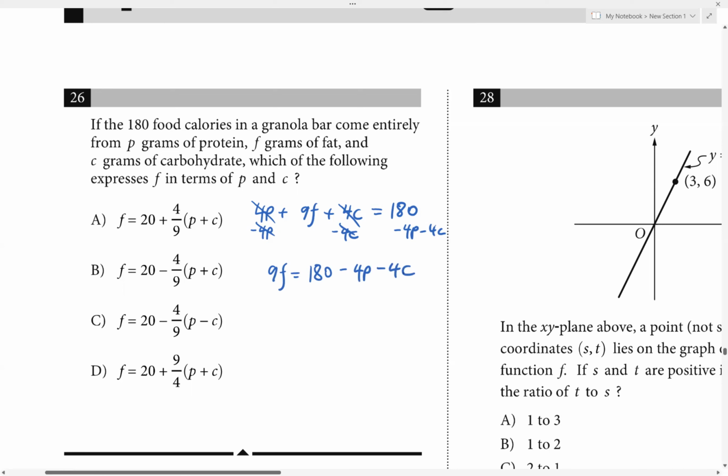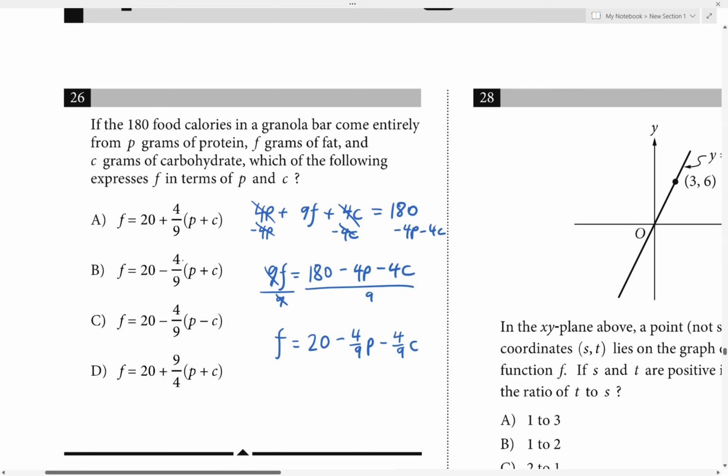Okay, and then next step, remember our goal is to get F by itself, so we have to get rid of the 9 in front, right? So you can just divide by 9 on both sides. So 9 cancels, and we get F equal to 180 over 9, which is 20. Okay, and then here we have minus 4P over 9, so it'll be like 4/9 P, and then minus another 4/9 C. Okay, so this is what we have. And now this is the tricky part. If you look at the answer that we got, it doesn't match exactly with one of the answer choices.